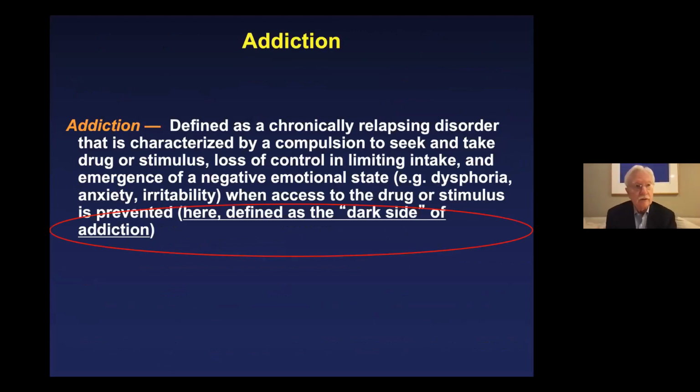So what is addiction? What do we mean by addiction? Or what do we really mean by a moderate to severe alcohol use disorder? And we know of alcohol use disorder as a spectrum disorder at this point. And according to the American Psychiatric Association Diagnostic and Statistical Manual, alcohol use disorder can range from mild to moderate to severe. But when we talk about addiction, we're usually talking about the more moderate to severe alcohol use disorder. And we can define this as a chronically relapsing disorder that is characterized by a compulsion to seek and take drug or stimulus, and loss of control in limiting intake. And everyone agrees with that definition.